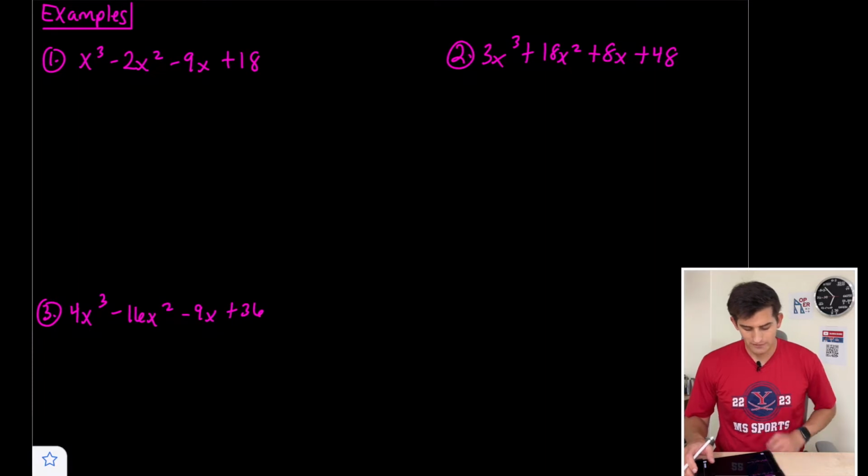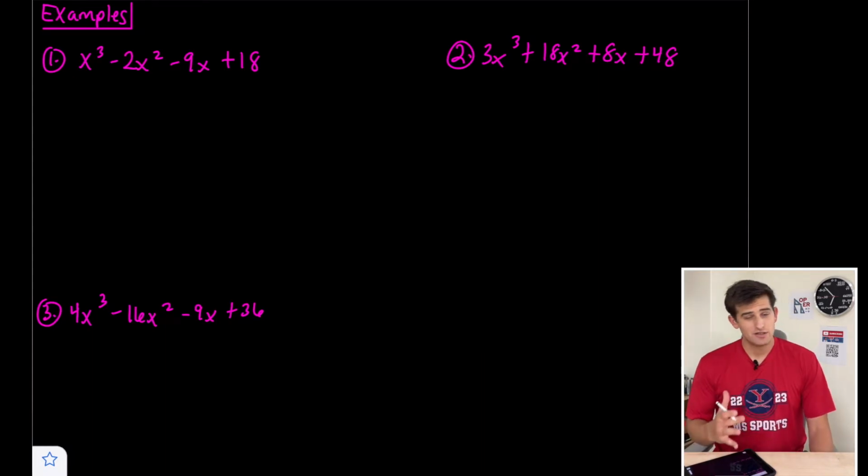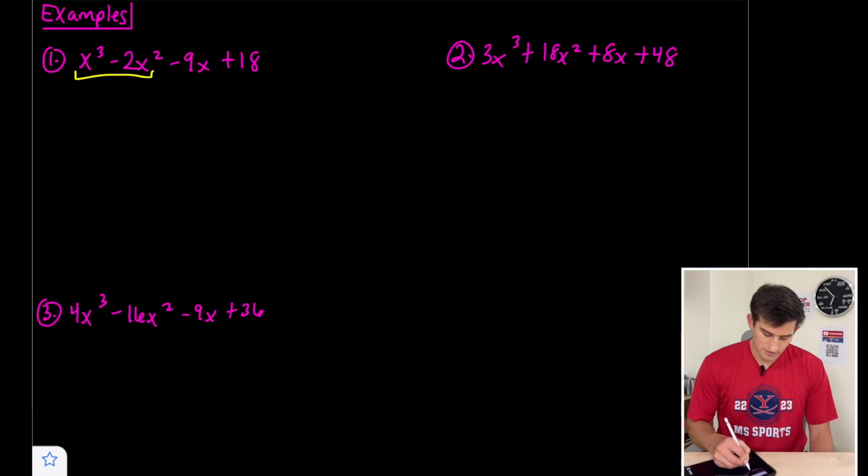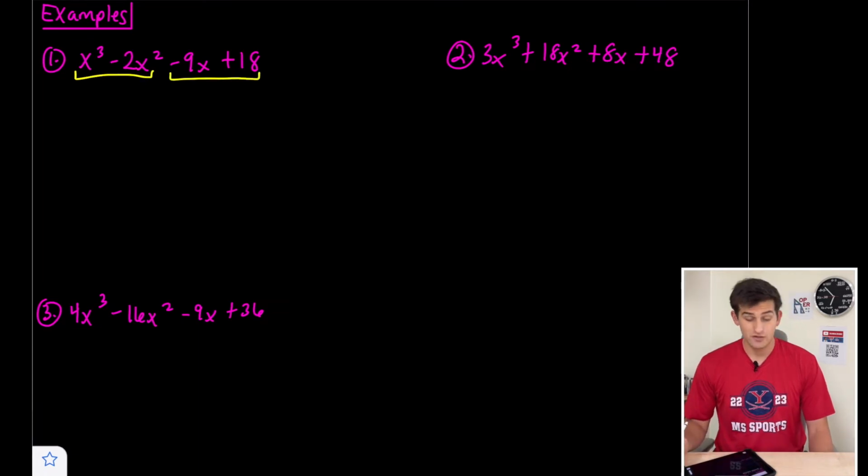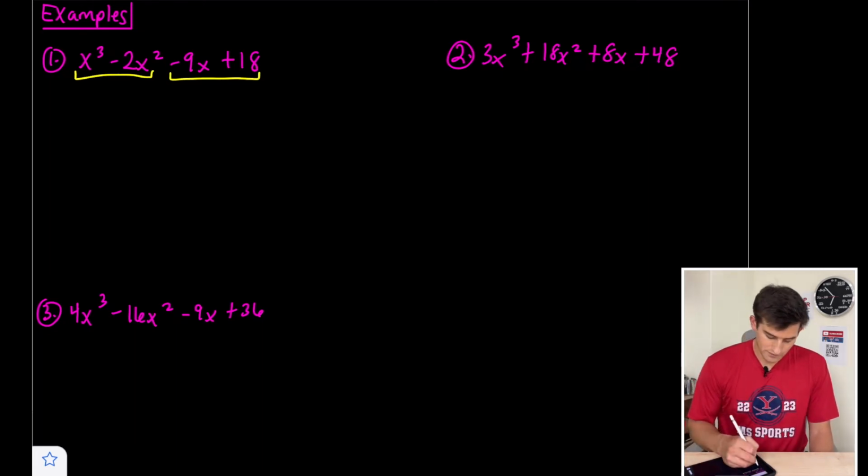So for number 1, we have x cubed minus 2x squared minus 9x plus 18. Sometimes we might have to rearrange the terms. In this example, we don't. So we're going to group the first 2 terms and the last 2. What can we factor out of x cubed and negative 2x squared? Well, let's factor out an x squared. Once we do that, what did we leave behind? We have an x minus 2.